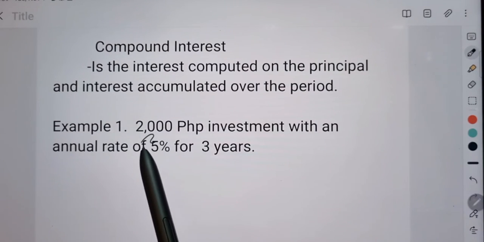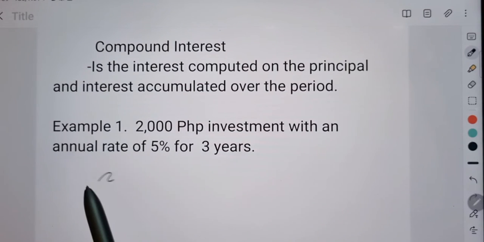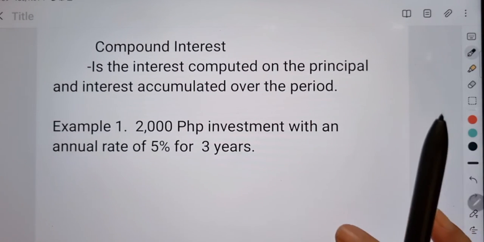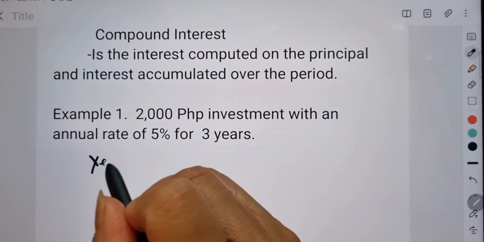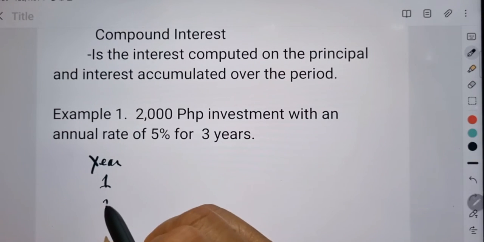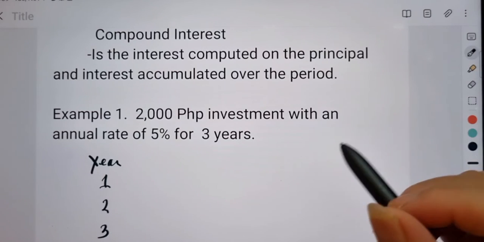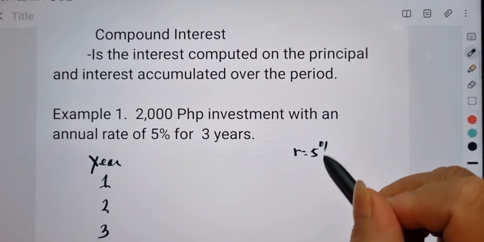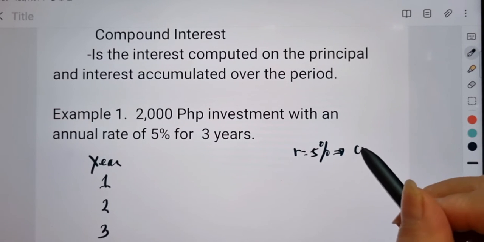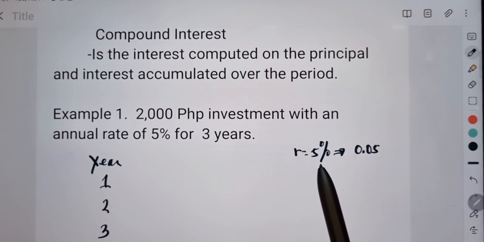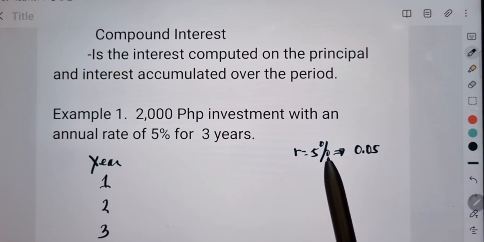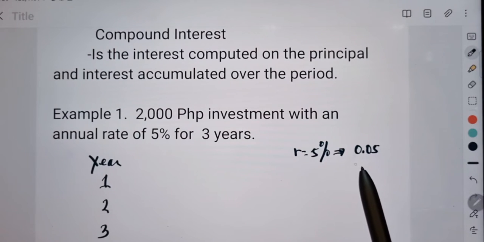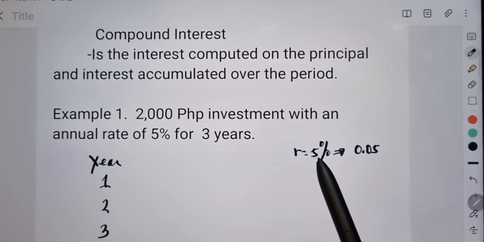So let's have an example here. I have a 2,000 pesos investment with an annual rate of 5% for years. So let us compute first this way. So let's say year 1. How many years? 3 years. So the rate is 5%. The interest rate, dapat change sa decimal yan. But if you are allowed to use a calculator, you can directly multiply with this, or you can press 5, then the percent key. But if it's manual, you need to change the percent to decimal by simply moving the decimal point 2 places to the left.